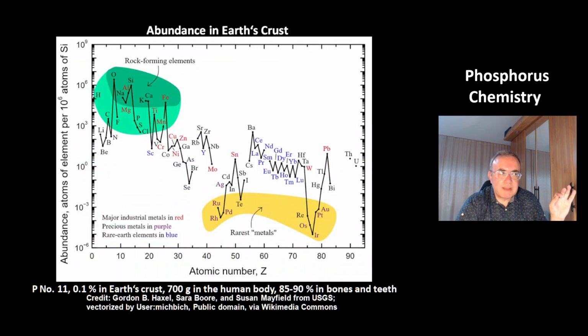This is the diagram of the abundance of the chemical elements in Earth's crust. You can see phosphorus is in number 11, quite abundant here, almost the same as carbon. The human body contains 700 grams of phosphorus, and 85 to 90% is in bones and teeth. If you're interested in the structure of bones, you can check my calcium video.